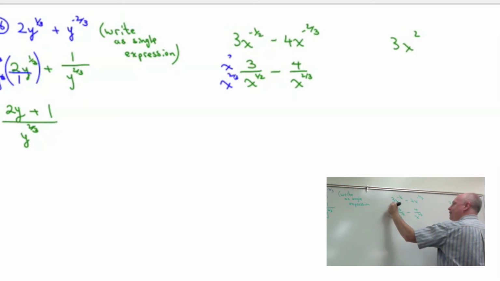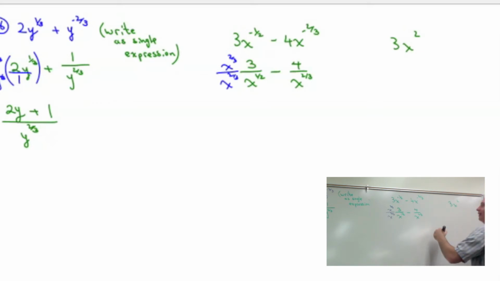Multiply it top and bottom to get the common denominator. What's missing on the other side? X to the 1/2. Yeah, x to the 1/2, top and bottom. Why would you do anything different?